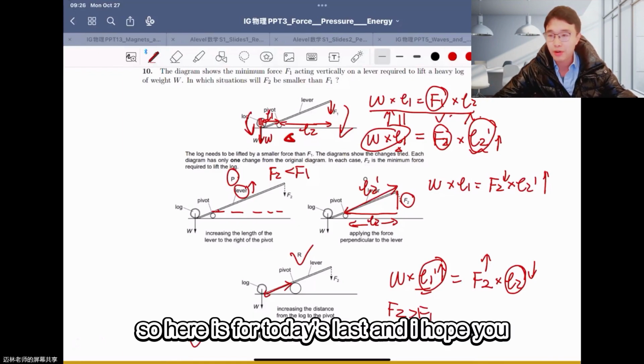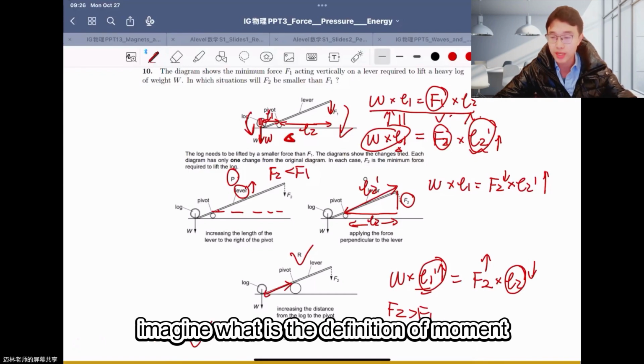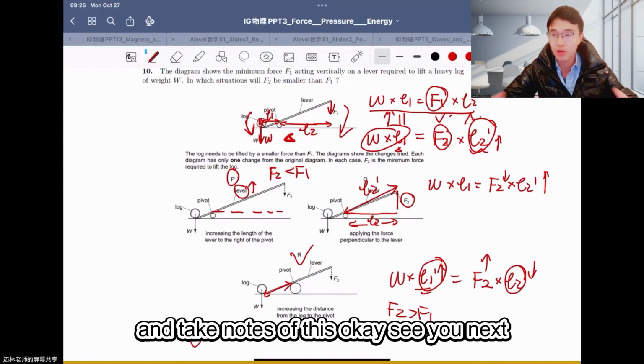Okay, so that is all for today's lesson. I hope you can understand all of this and try to imagine what the definition of moment is, and take notes of this.